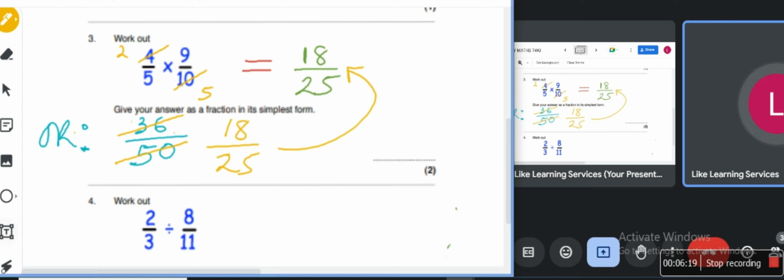But always see what they wrote here. Read this instruction. Read it out.